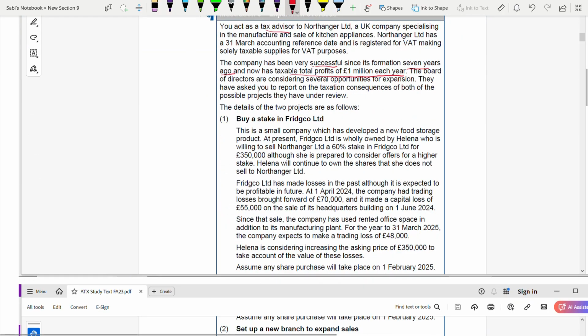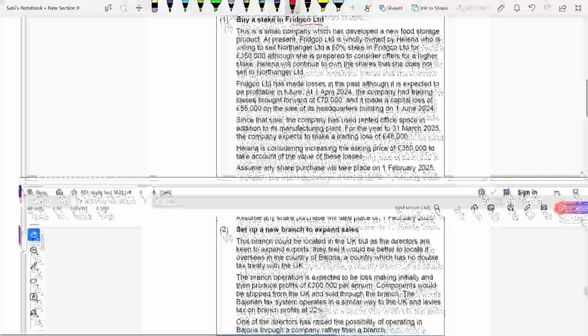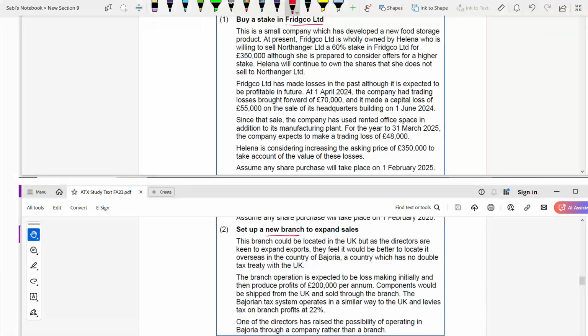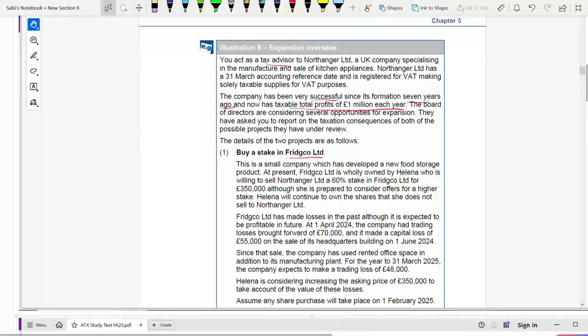First one, you buy a stake in Preachco. Next, you set up a new branch to expand sales. So first let us go to the first one. It's a small company which has developed a new food storage product. This company specializes in the manufacture and sale of kitchen appliances. Now he is going to buy a stake in it.